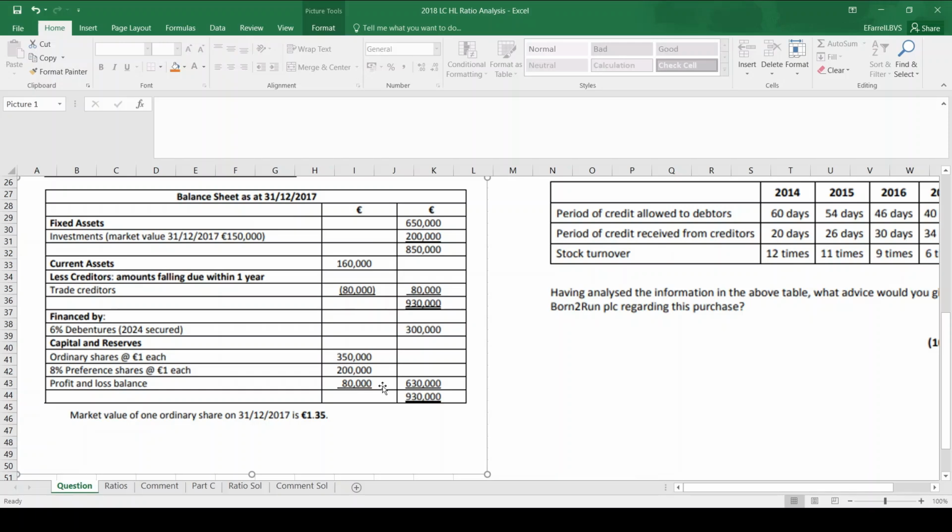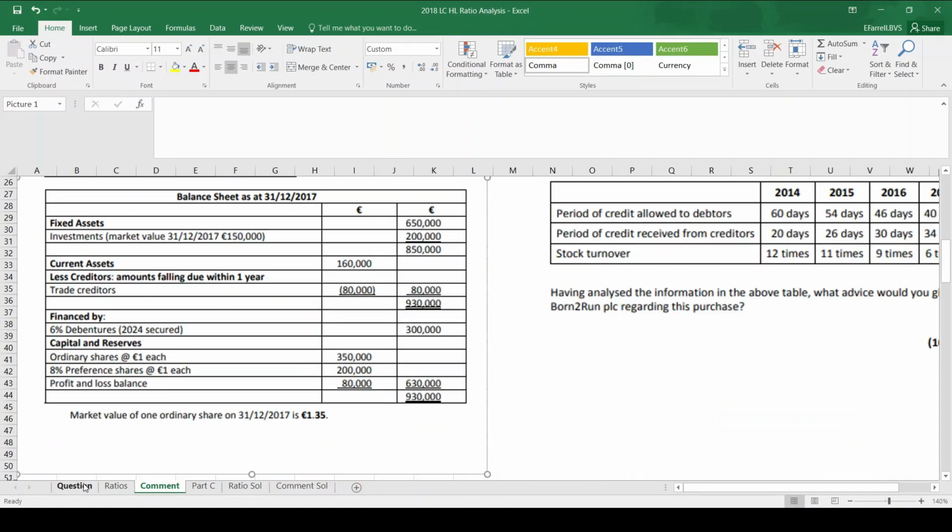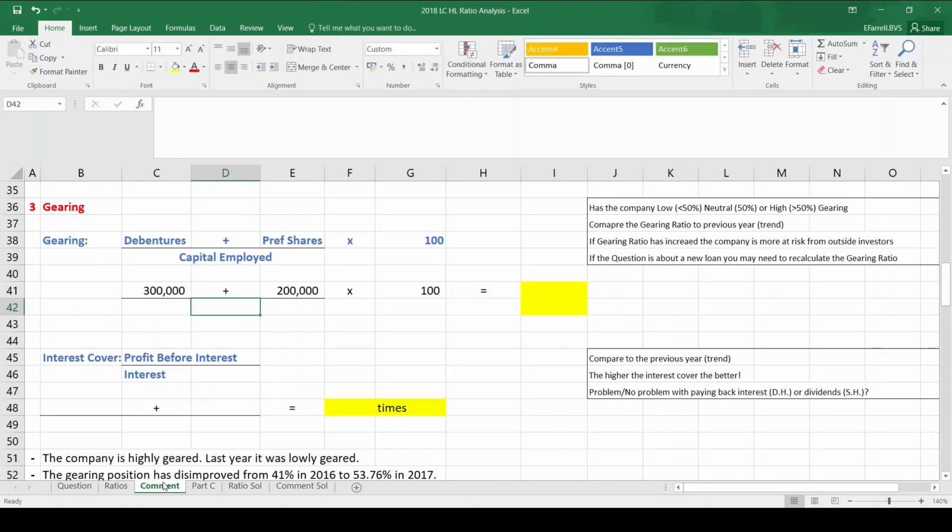So what we're seeing is out of the total of the balance sheet, how much is debt? So really what we're doing is we're adding our 300 and our 200, which are the debt figures, and we're putting that over the total of the balance sheet, 930. And again, if you can't remember which ones are debt, they're the ones with the percentages on them, but you're taking the full figures, the 300 and the 200. So the debentures we said were 300,000, preference shares 200,000, and we're putting that over capital employed, which is the total of the balance sheet, 930,000.